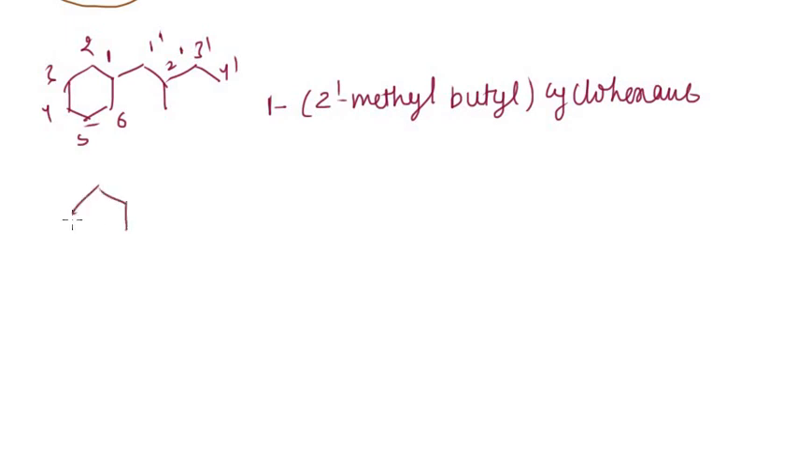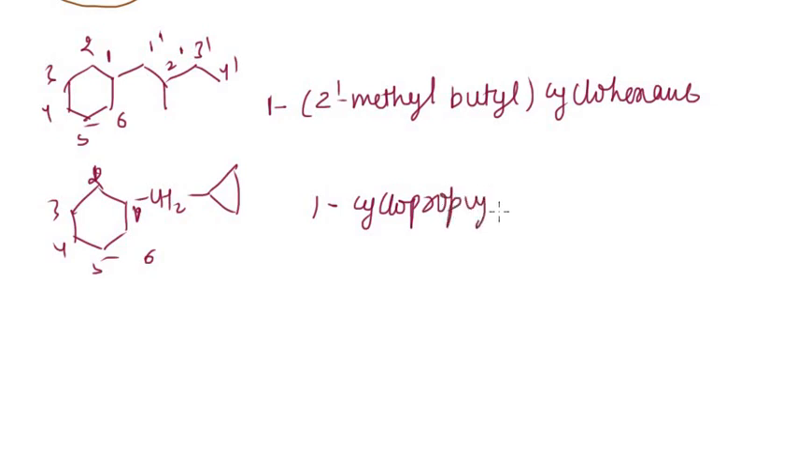But if we have a compound like this, we have a CH2, then we have cyclopropyl. So here the longest chain is 1, 2, 3, 4, 5, 6. So it is 1-(cyclopropylmethyl). Actually it is cyclopropylmethane, but cyclopropylmethyl because we consider it as a substituent, which is a 2 degree prefix. So cyclopropylmethyl, then cyclohexane.